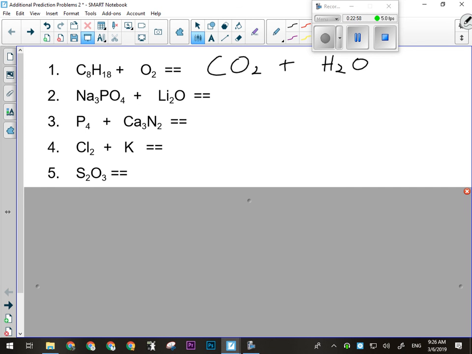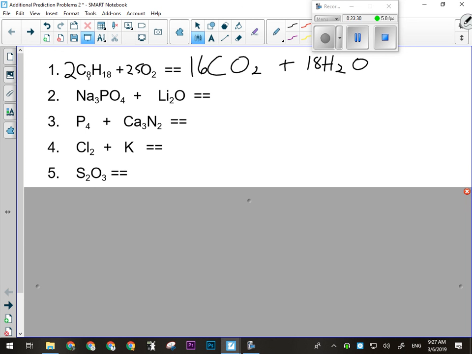I have an even number of carbons, so I need to start with a 2. So 2 times 8 is 16. Then I need to balance my hydrogens. 18 times 2 is 36. I've got 32 oxygens here, plus another 18 here, adds up to 50. What times 2 will give me 50? 25. So that's how that one should look.